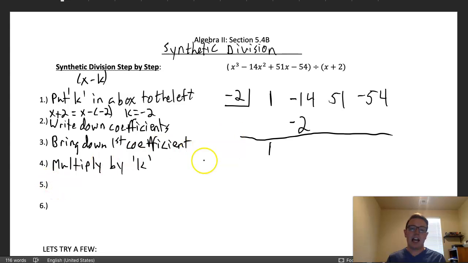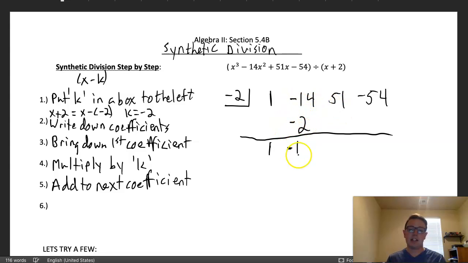Step 5 is we're going to add that number to the next coefficient. So now we have negative 14 plus a negative 2, and that'll give us negative 16. What we're going to do now is we're going to repeat steps 4 and 5 until we've done this for every coefficient.